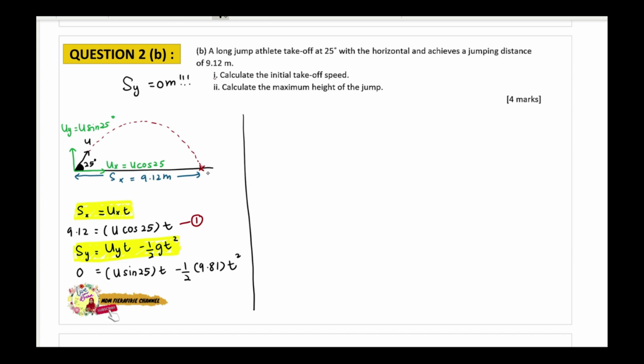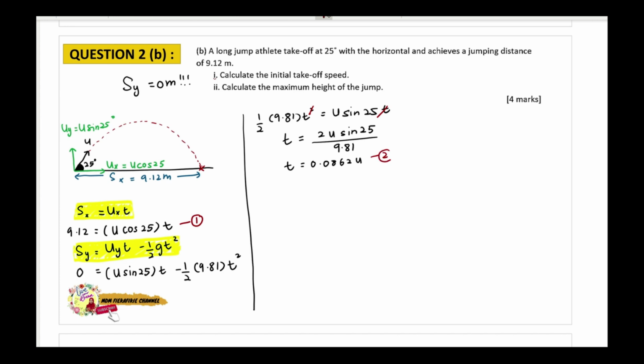So, kita akan dapat 9.81. Okay. So, dia akan jadi half 9.81 T squared is equal to U sin 25T. So, T ni kita boleh cancel. Kiri kanan ada T, so kita boleh cancel T kan. Therefore, if we try to solve the equation, we can find the value of T in terms of U, which is T is equal to 0. Ini kita nak susun kan? Kalau nak susun boleh juga. Dia akan jadi T is equal to 2U sin 25 over 9.81. So, T is equal to 0.0862U. Okay. Masih tak boleh selesaikan lah. Masih tak boleh selesaikan. Okay, so kita dah dapat T.